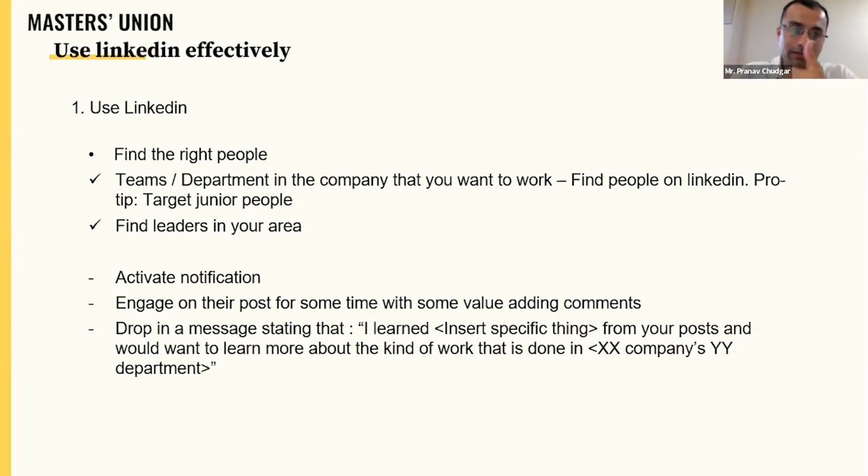One could be the companies that you want to go with. You're interacting with people in companies that you want to go with. The other could be you are interacting with people in the function or role that you want to go in. And the third is you are interacting with people who are working in the company and the department that you want to go in. So the third is the best case. The first and second are still good.